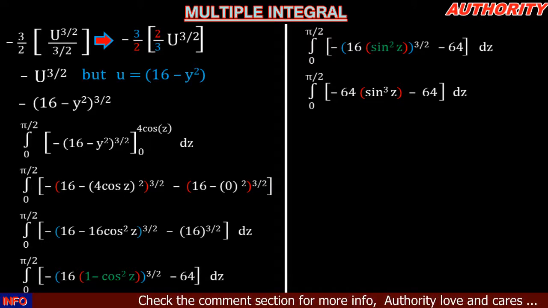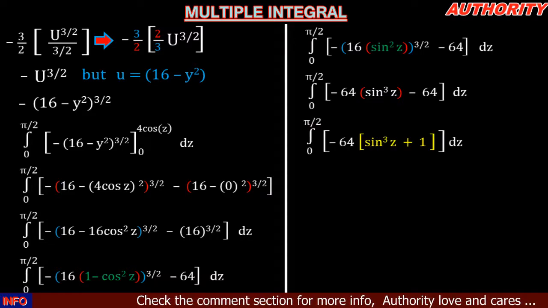When we factor out minus 64, we are going to have the integral from 0 to pi over 2 of minus 64 times (sine cube z plus 1). When you say minus 64 times sine cube z, it gives you minus 64 sine cube z. Then minus 64 times plus 1 gives you minus 64. Okay, all right. Now let's go from this place.